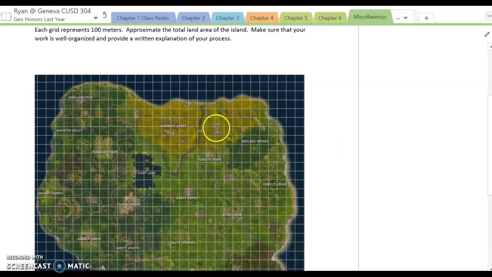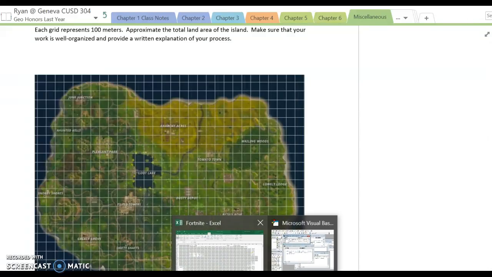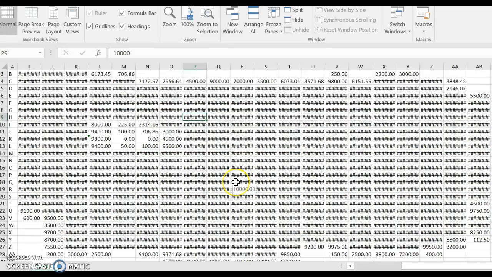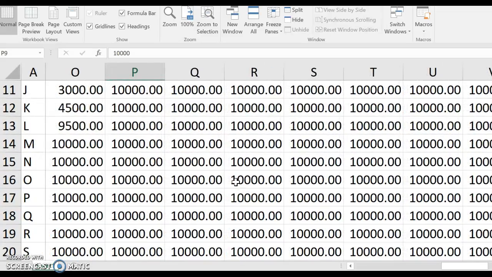My Fortnite problem: there's a bunch of squares that are full and then a bunch that aren't fully full. So basically, I used Excel in order to figure it out. For the ones that were fully full, since it was 100 meters by 100 meters, I just multiplied that and that equaled 10,000. So the 10,000s were the ones that were completely full.